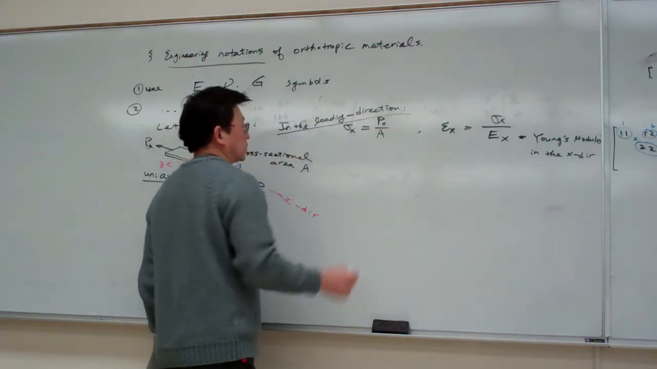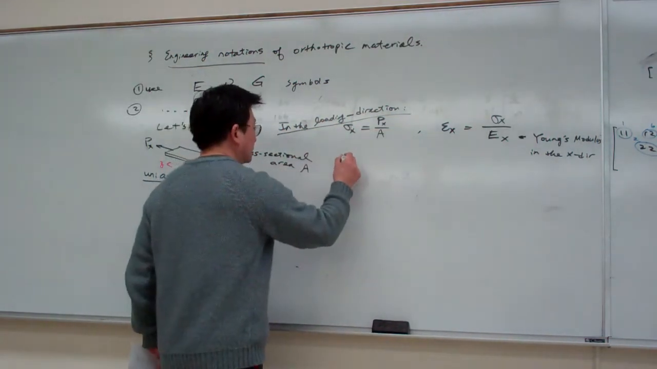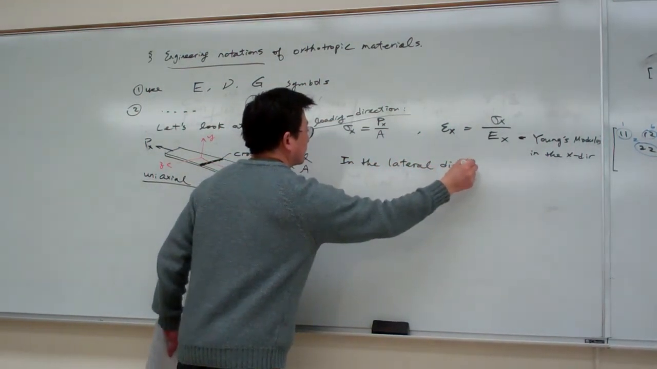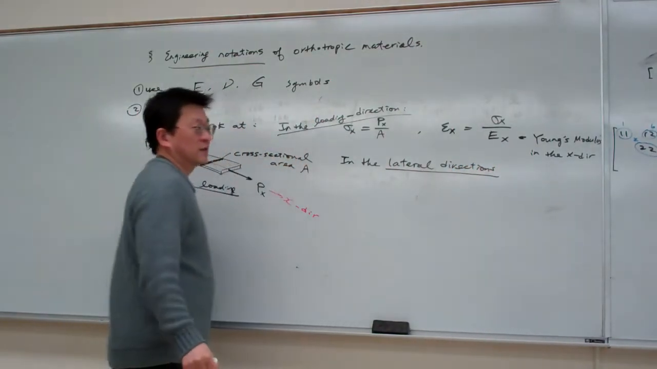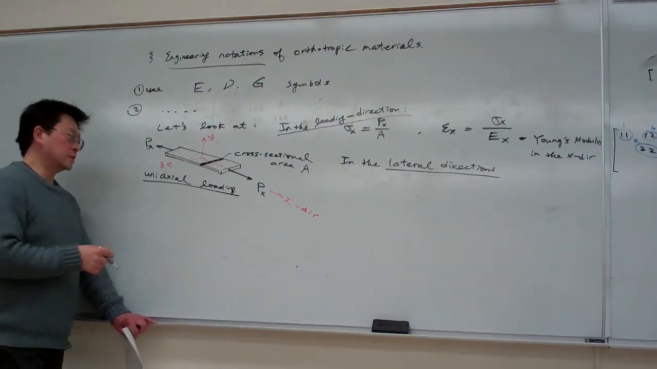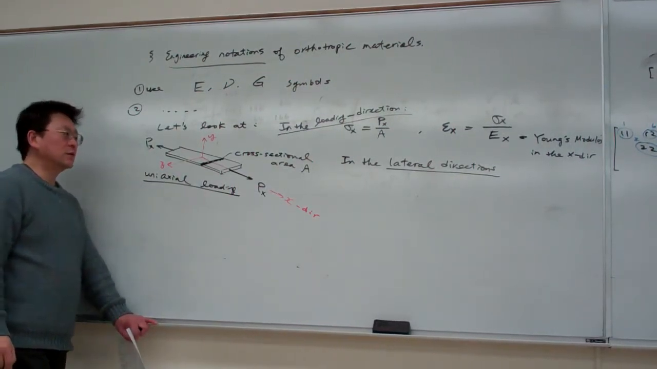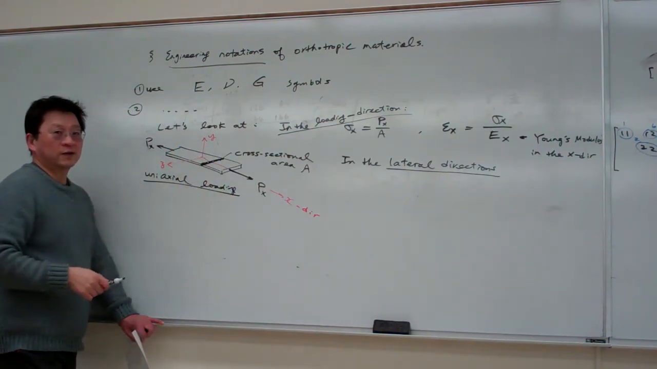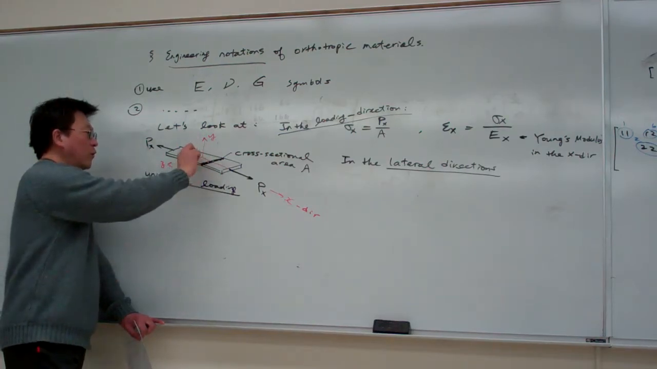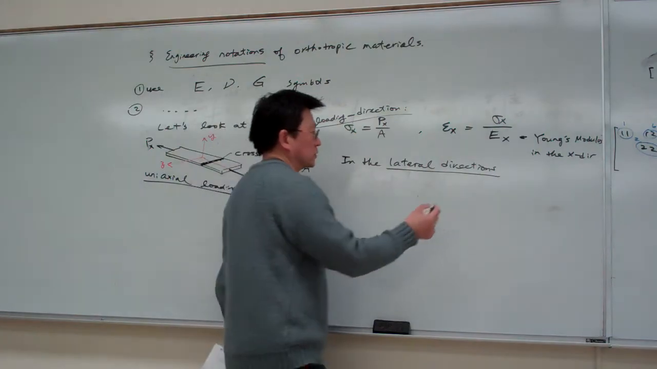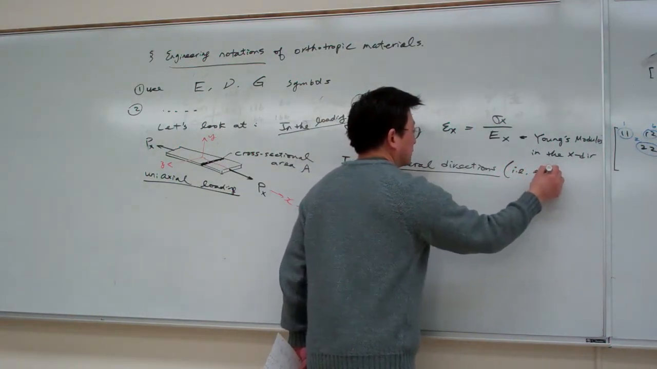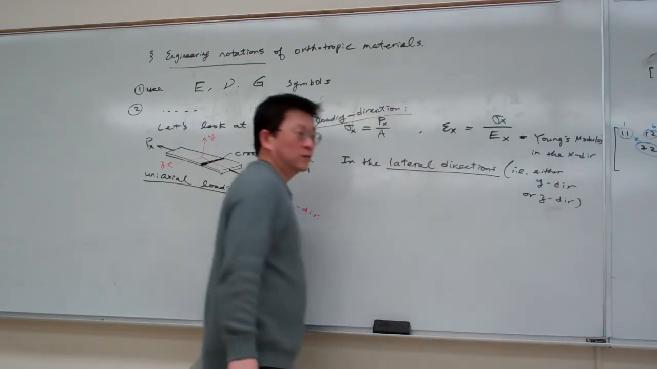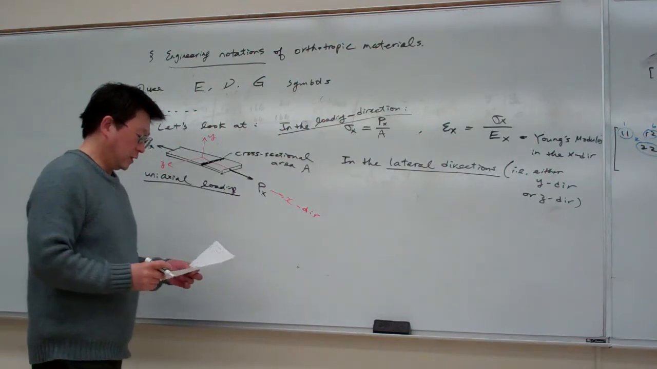And now in the loading direction, we have such a case. Now in the lateral direction, the lateral direction is basically, in terms of our uniaxial loading, for any of the other two directions that are normal to the loading direction, we define them as the lateral directions. So for this case, either y or z are the lateral directions. So that means either the y direction or the z direction. So that's what people mean by the lateral directions. Okay.